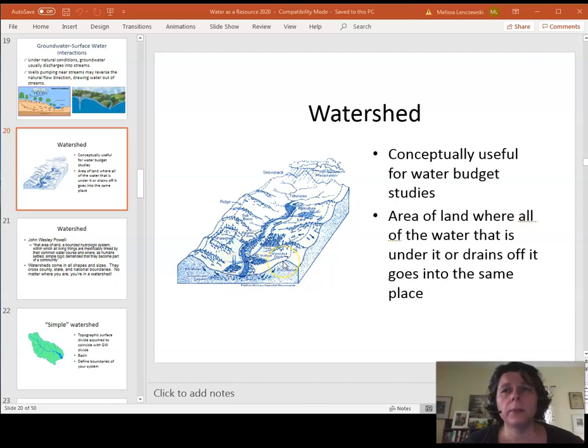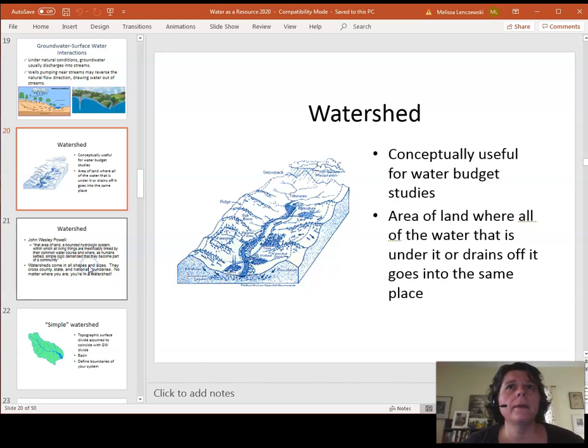Now, most of the time when we talk about watersheds, we're really talking about surface water. We're not talking about groundwater. While groundwater is part of this, the groundwater divide, as we call it, could be different than the surface water divide. Generally, they're the same, especially if you've got a ridge right in here, because groundwater flows from high to low elevation, so the groundwater will flow also to this point, but it doesn't have to.